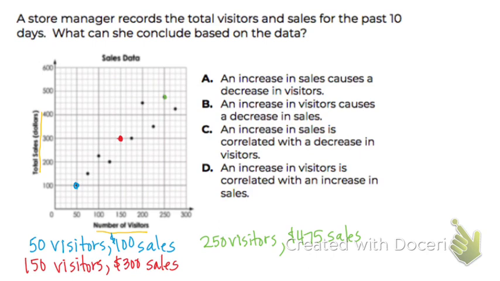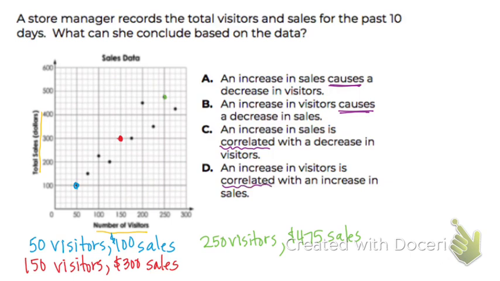So now let's read the question. It says a store manager records the total visitors and sales over the past 10 days. What can she conclude based on the data? An increase in sales causes a decrease in visitors. An increase in visitors causes a decrease in sales. An increase in sales is correlated with a decrease in visitors. And an increase in visitors is correlated with an increase in sales.